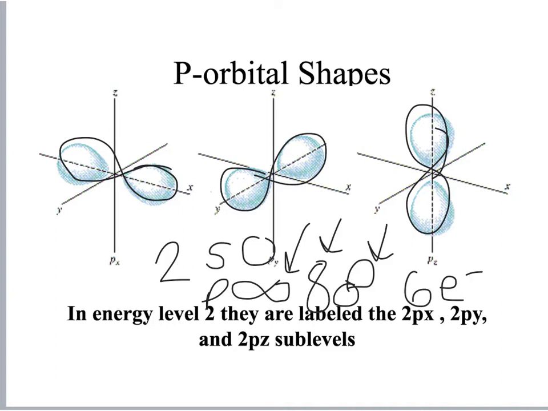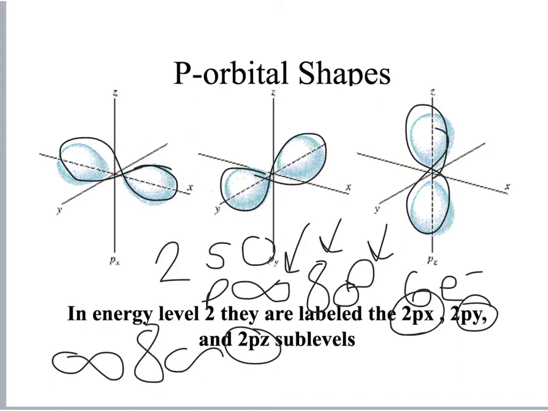By the way, though nothing too crazy for us, the 2px, 2py, and 2pz just says whether it's left to right, up and down, or front to back. So it just tells you the orientation. Something we won't have to focus too much on. We just want you to know the shape of the p orbital.